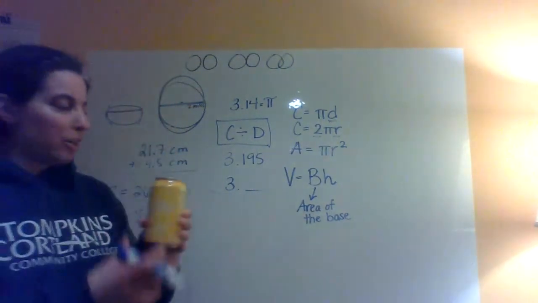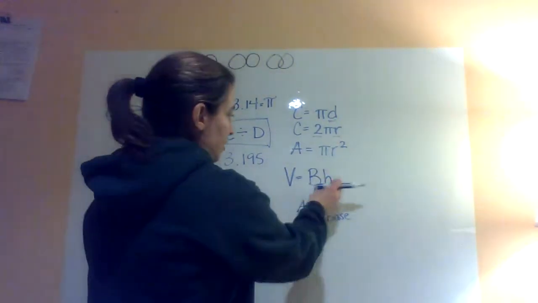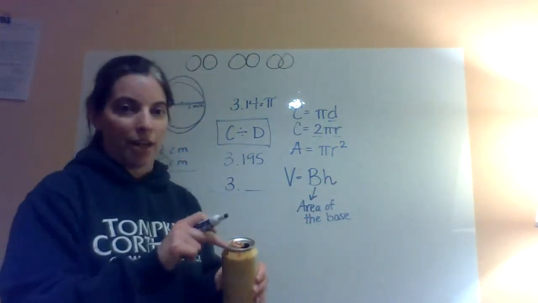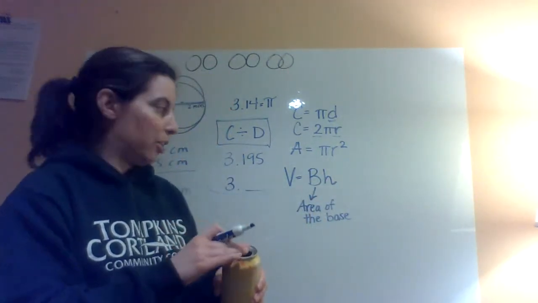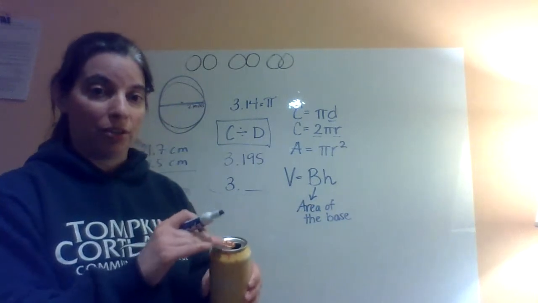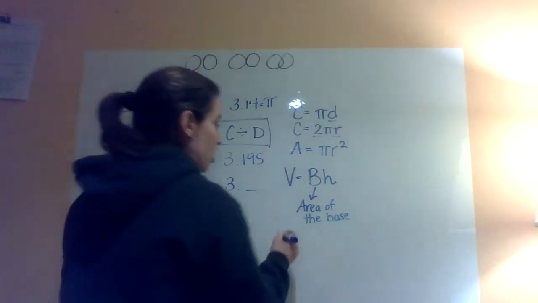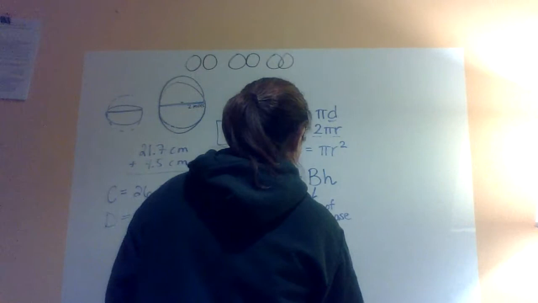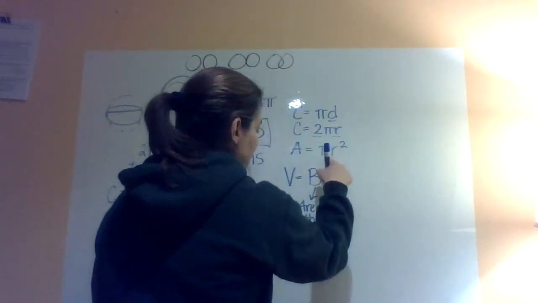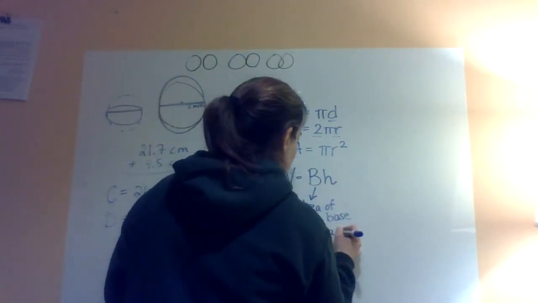Okay, so we were talking about our cylinder, area of the base times height. Well, hopefully you realize that the shape of the base of a cylinder is a circle, right? Circle here and circle here. So for a cylinder, the area of the base is pi r squared.